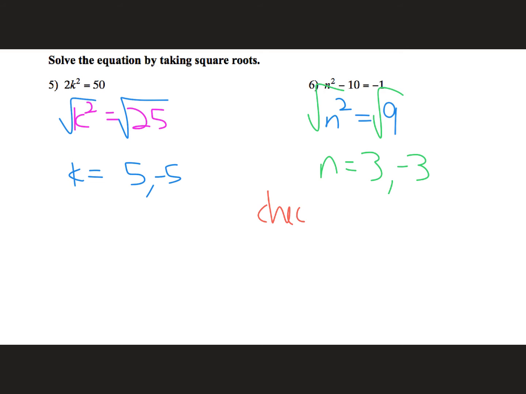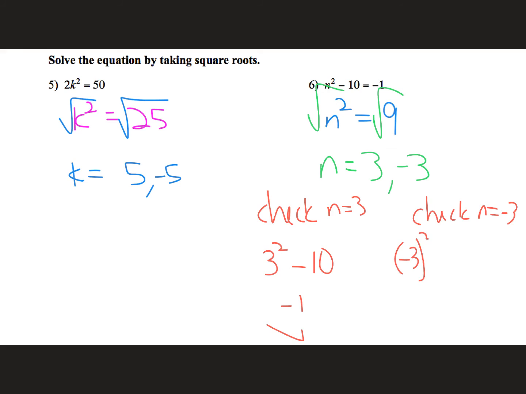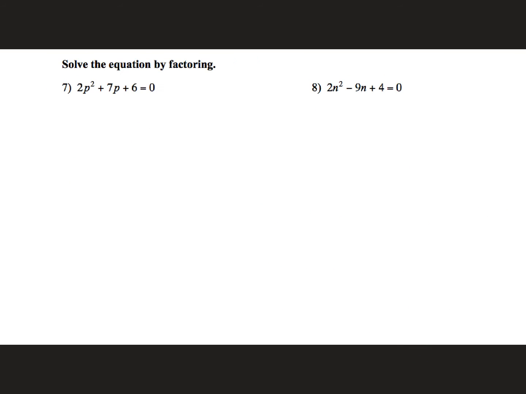So check n equals 3. 3 squared is 9 minus 10 is negative 1, so that works. And then check n equals negative 3. Negative 3 squared, remember those parentheses if you're going to do it on a calculator. That's going to be 9 minus 10, which is negative 1, so that also worked. So both pieces worked. If you need to show that work, that is fine, and get her done.